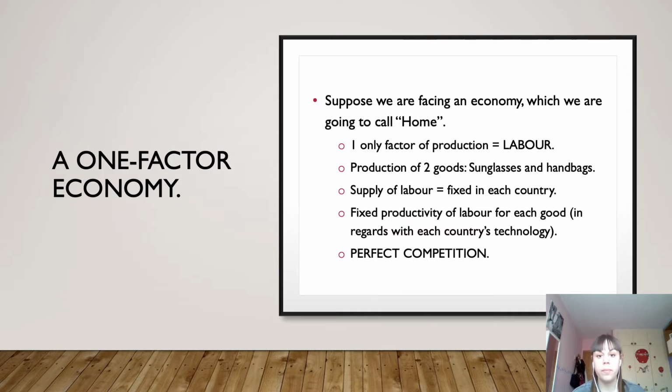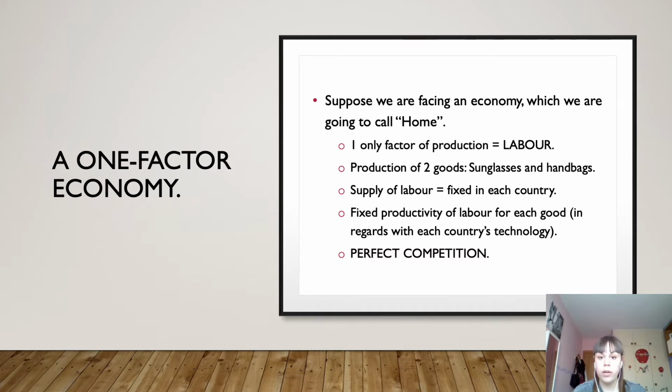To explain our topics, we are going to suppose that we are facing an economy, which in this case is going to be called home, and in this economy we are going to find just one factor of production, that is going to be labor. This factor of production, labor, is going to produce two different goods, sunglasses and handbags.